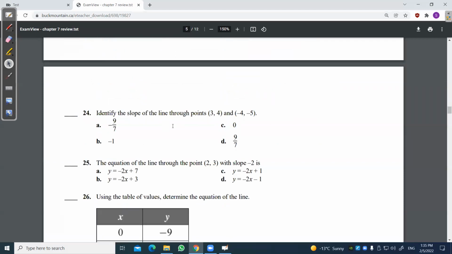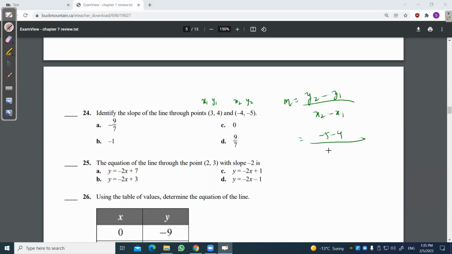24. Identify the slope of the line. So for this one, this is probably going to be easier. X1, Y1, X2, Y2. So slope M is equal to Y2 minus Y1 over X2 minus X1. What goes in the numerator? -5 minus 4. Yeah, -5 over 4.